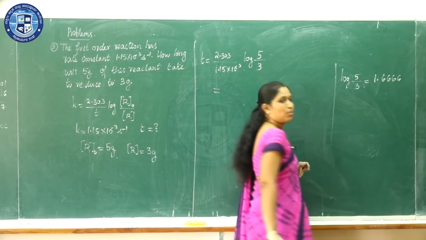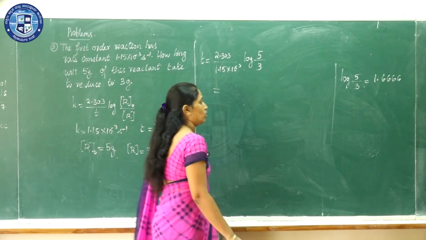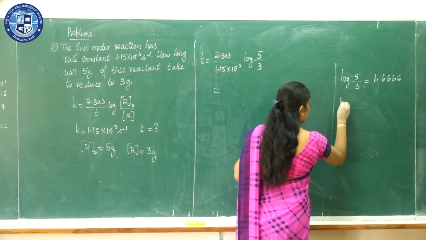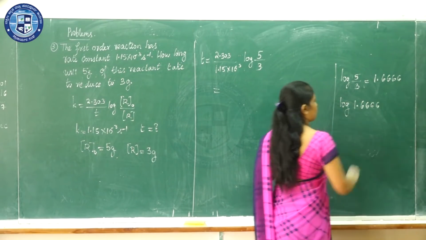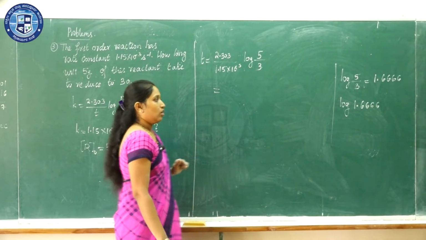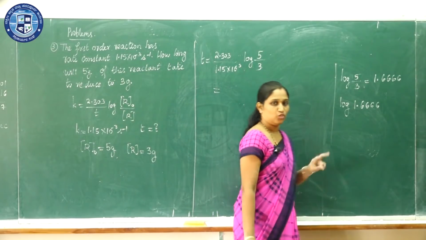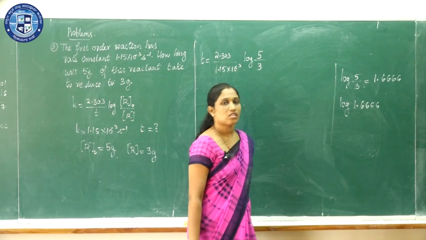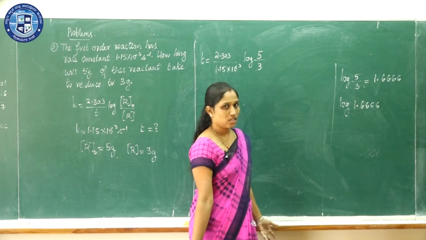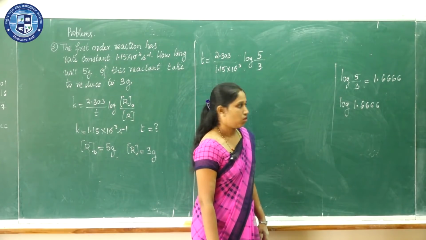1.6666. It is always better to take 4 digits after the decimal point. Now what you have to do is find the log of 1.666. While finding the log, you have two parts. One is the characteristic part, the other is the mantissa part. The characteristic part you can write easily even without looking at the log table.